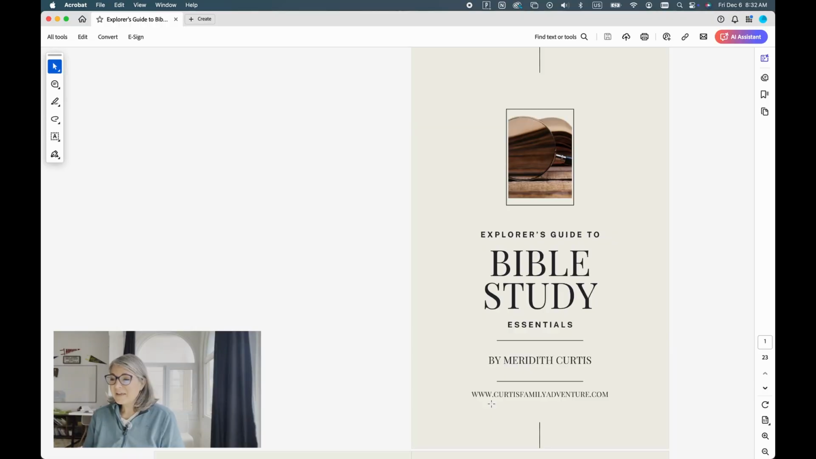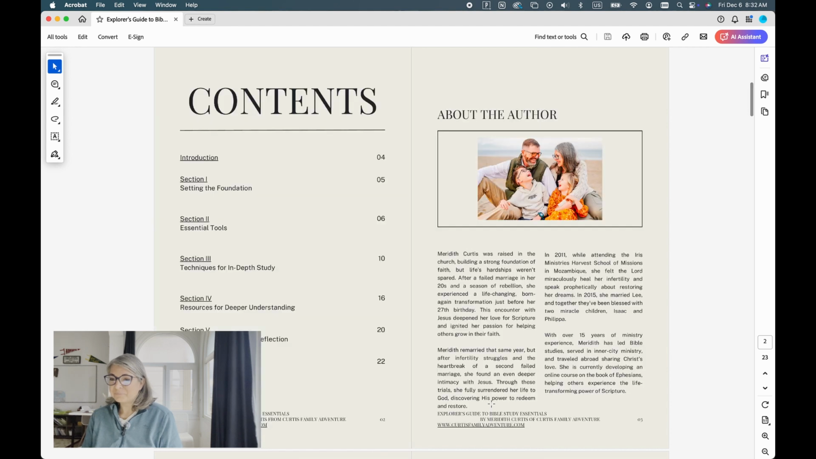All right, so here we're going to just walk through it. We have the table of contents. So we're going to set the foundation and talk about essential tools, some techniques for in-depth Bible study, resources for deeper understanding, and tips for application and reflection.